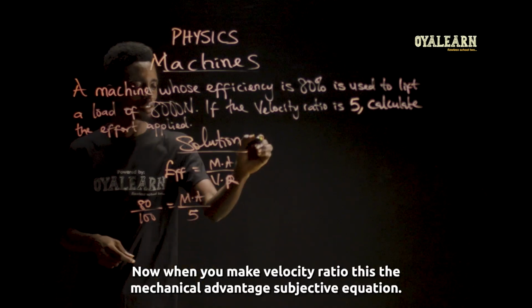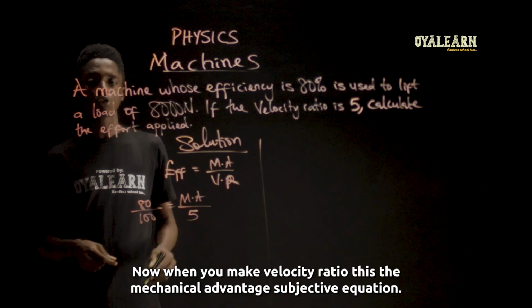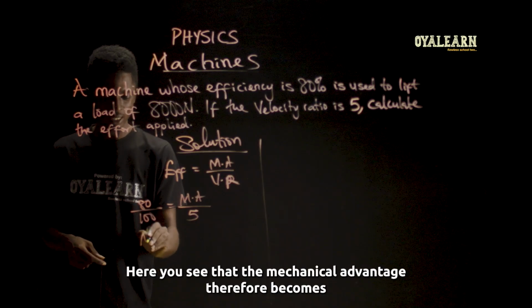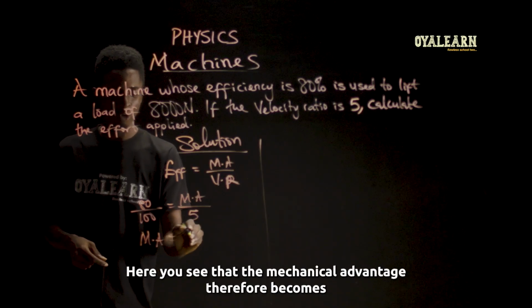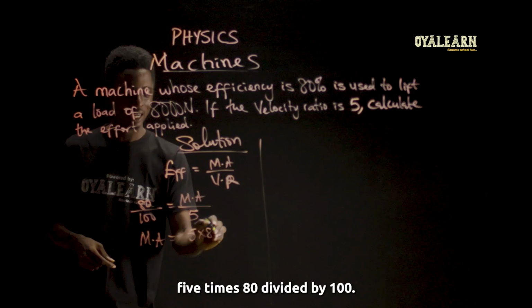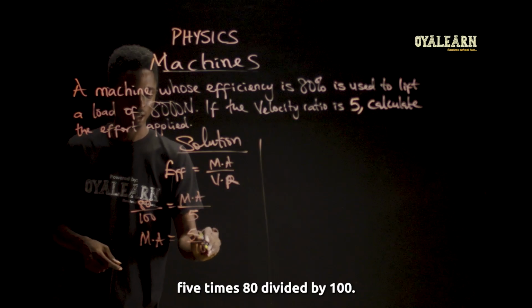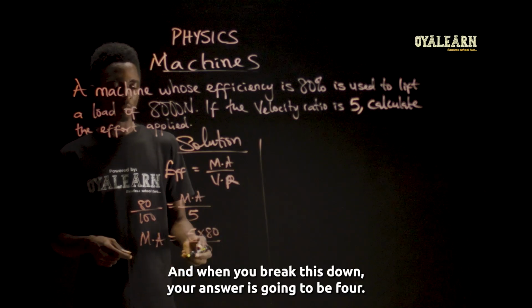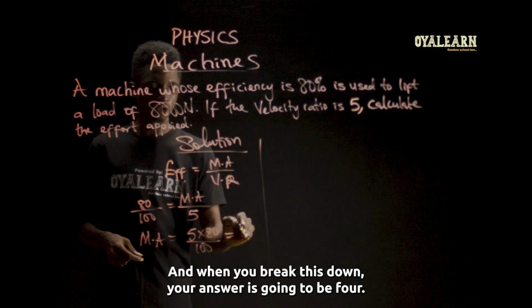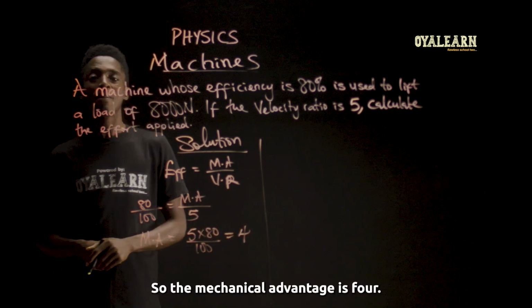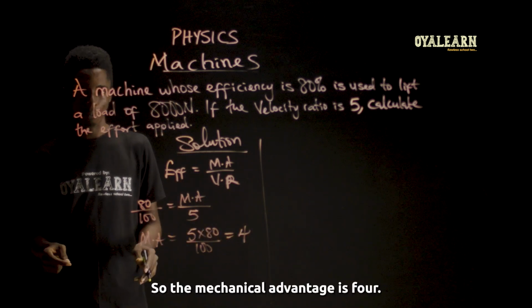Now, when you make mechanical advantage the subject of the equation here, you see that the mechanical advantage therefore becomes 5 times 80 divided by 100. And when you break this down, your answer is going to be 4. So the mechanical advantage is 4.